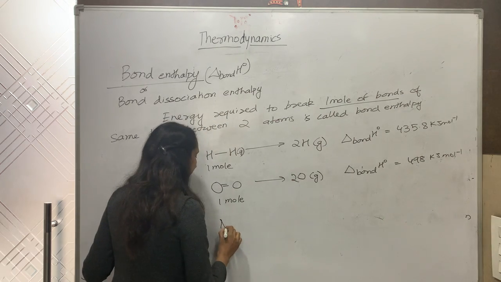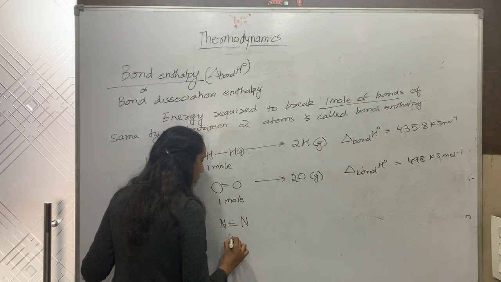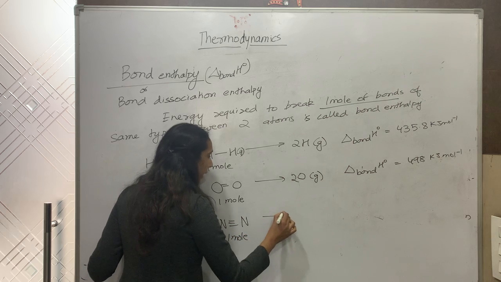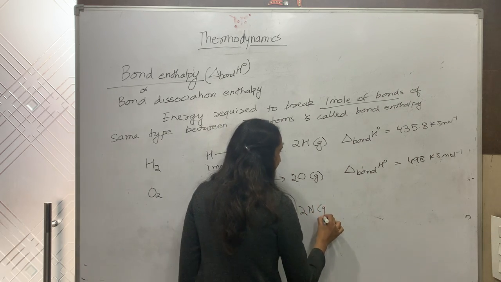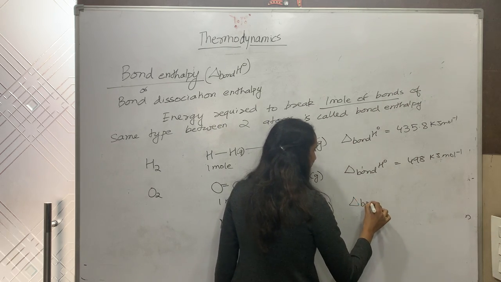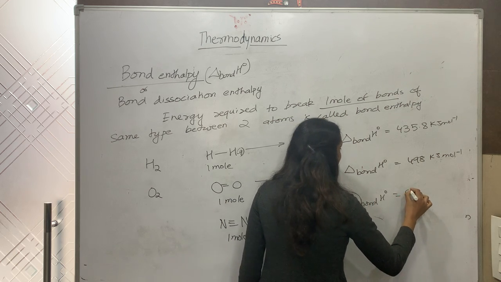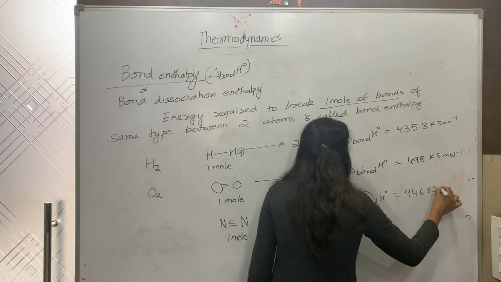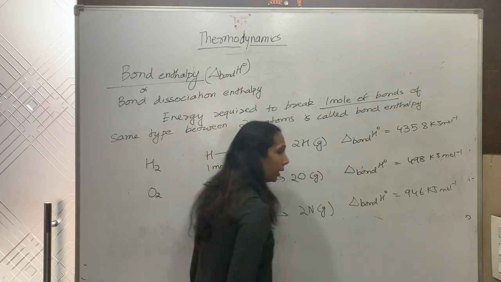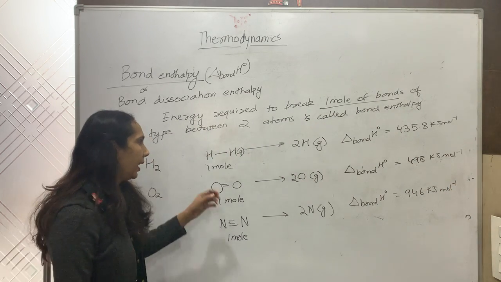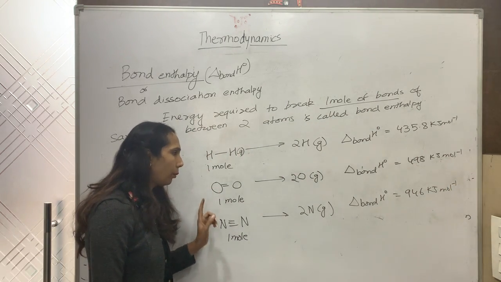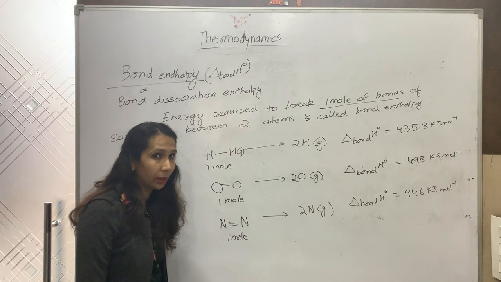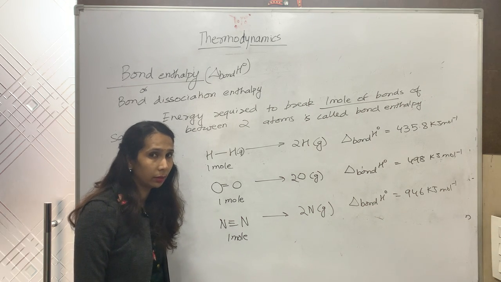Same way, N triple bond N, 1 mole. So 1 mole of triple bonds are there and I have to break them. The bond enthalpy is 946 kilojoules per mole. You can see how high it is. So you can clearly see the energy required to break a double bond is more, and a triple bond is still higher. Triple bond is stronger. Right?